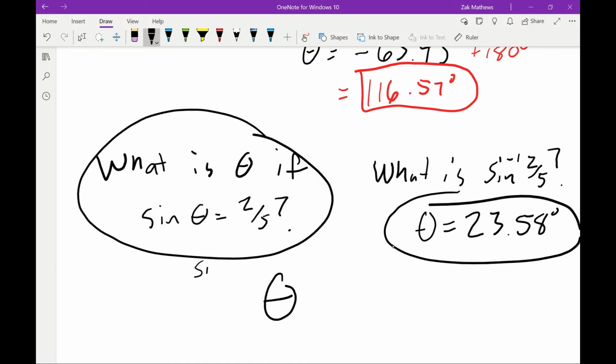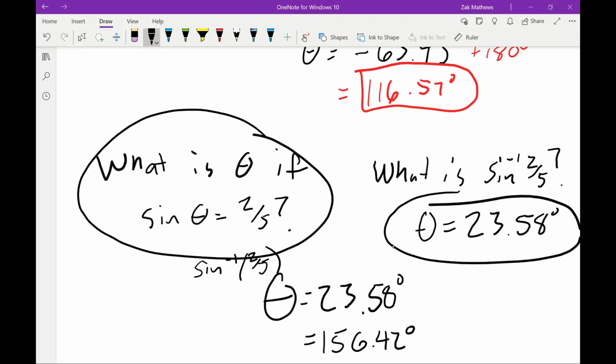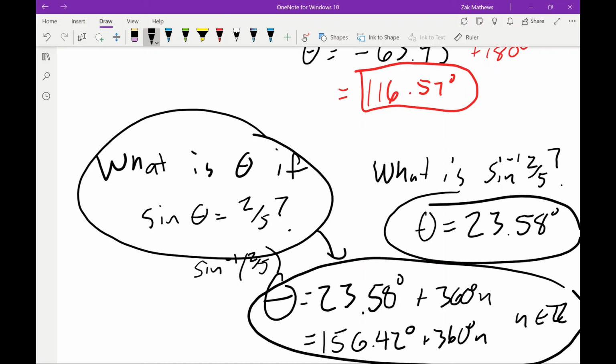To solve this problem, I'm going to say, well, let's set up inverse sine of 2/5. But then I have to say, well, wait a minute, this is one answer. Another answer could be in the second quadrant. It could be 180 minus this, or 156.42. Or it could be any coterminal angle from there. And so I could add that 360n to it, where n is just any integer. And that would be the complete solution set.